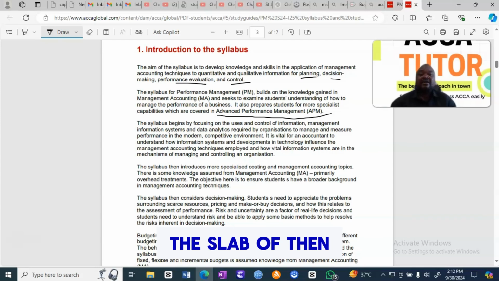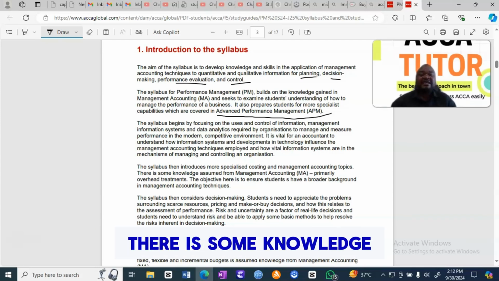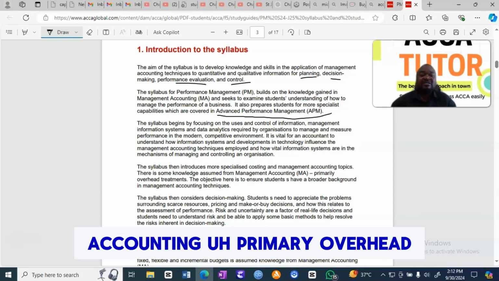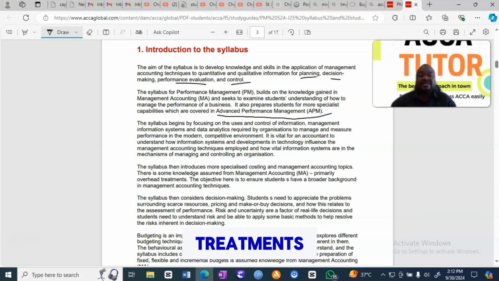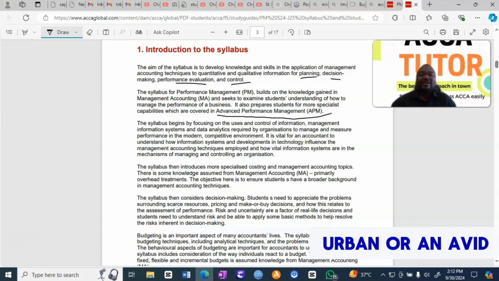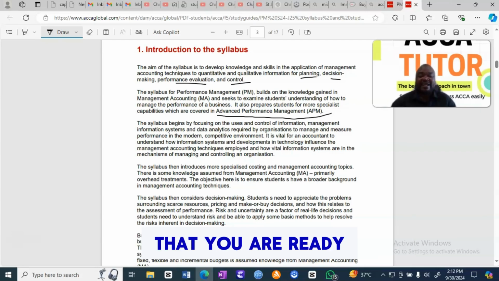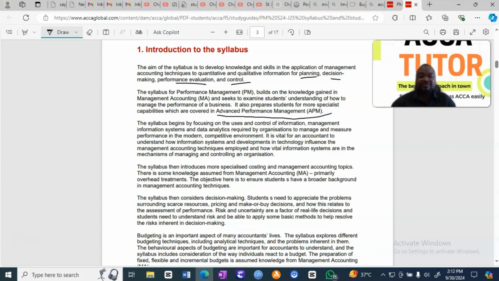The syllabus then introduces more specialized costing and management accounting topics. There is some knowledge assumed from management accounting, primarily overhead treatments. The objective here is to ensure students have a broader background in management accounting techniques. So if you are a guru for, or an avid lover of costing, then this is your paper. You need to shine, to show the examiners that you are ready to go to the next level.